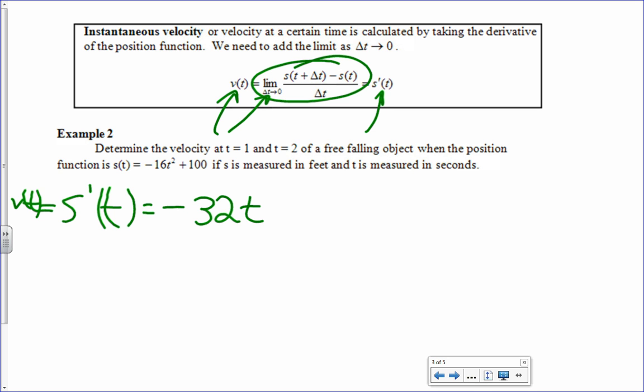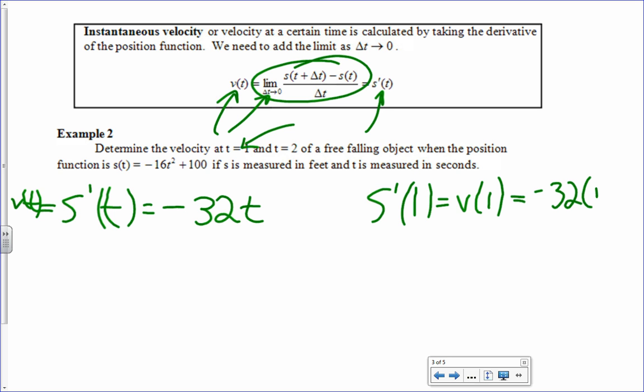That's awesome. So now s prime of 1, which is also known as v of 1, all I've got to do is put 1 in if I want to find the instantaneous velocity at a time of 1. And so it's negative 32 times 1, otherwise known as negative 32 feet per second.